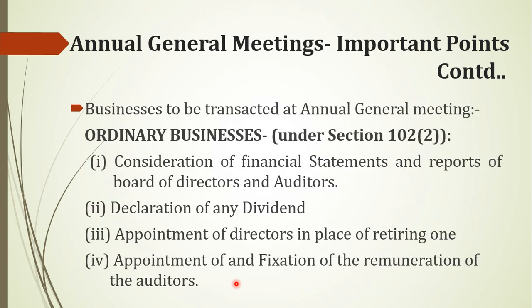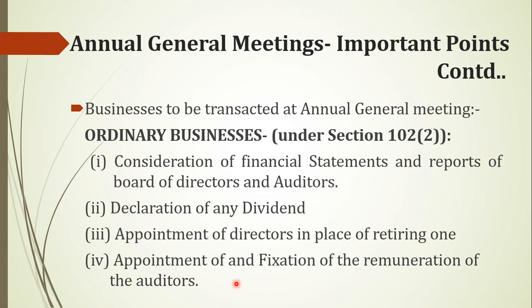Now, what are all the businesses that have to be transacted at any AGM? If you read section 102 subsection 2, it provides that at any AGM there are certain fixed businesses that would be considered as ordinary businesses, which can be transacted only at the annual general meeting of the company. And apart from those businesses, all other businesses would be called special business.